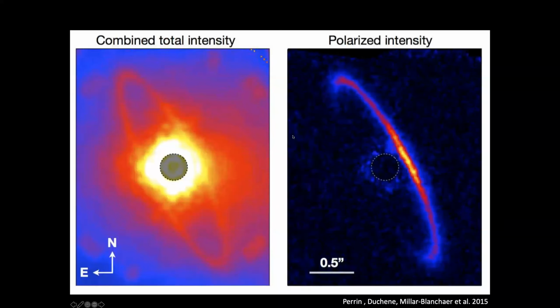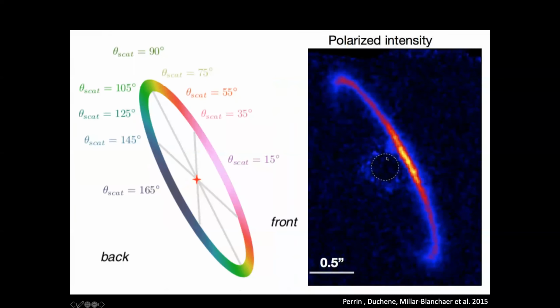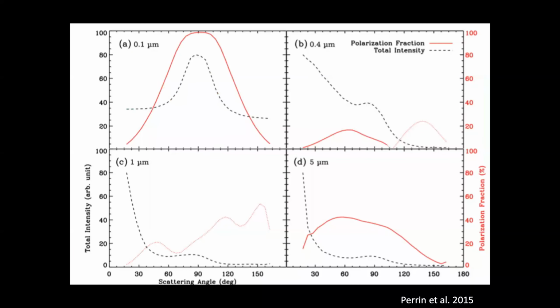And the other thing that this does is you can see if you look at the total intensity, you see that the ring actually kind of goes all the way around, but in the polarized intensity, you only see one side of the ring. And that has to do with the scattering angles and the scattering phase function of the dust within the debris disk. And so here you can see just a schematic of the scattering angles that we have access to in this case, moving from 15 degrees at the front side here over to 90. And then at the back side, we get 165 degrees. And then you can start to look at different grain models.